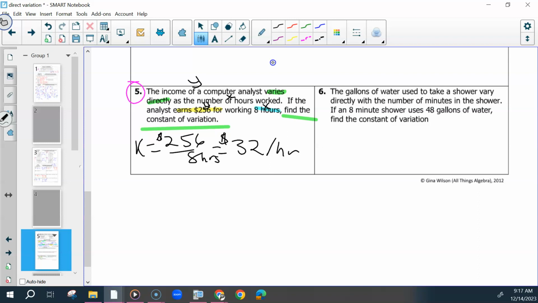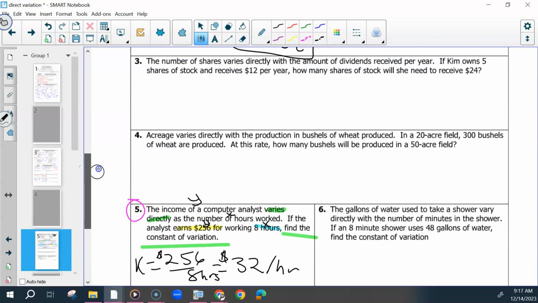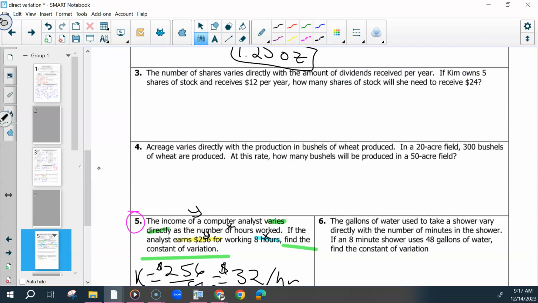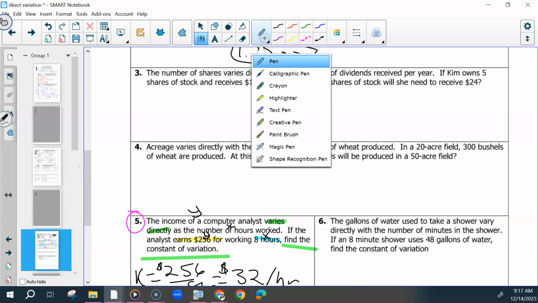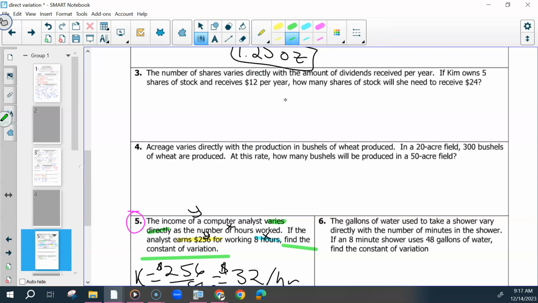Did it ask us to find anything else? No, so that's it. Don't do more than what it's asking you to do. If it says find a constant, that's it. Are there any others on this page we want to see you go over before we switch gears? 4. We'll do one of these and then go on to inverse, and then if we have time, we'll come back. Right. For number 4.